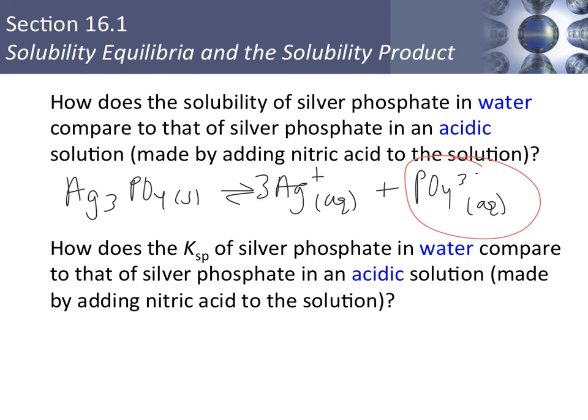Now for this question, how does the KSP of silver phosphate in water compare to that of silver phosphate in an acidic solution made by adding nitric acid to the solution? Because it's a KSP and because no temperature change is mentioned, it should be the same. So we're talking about different equilibrium positions when we're talking about changes in solubility, but this equilibrium constant, this KSP, should remain the same unless the temperature is changed.